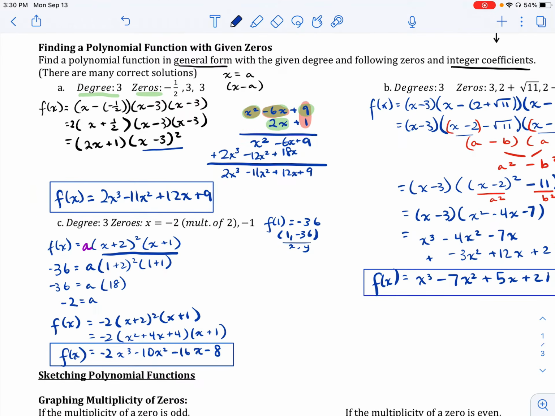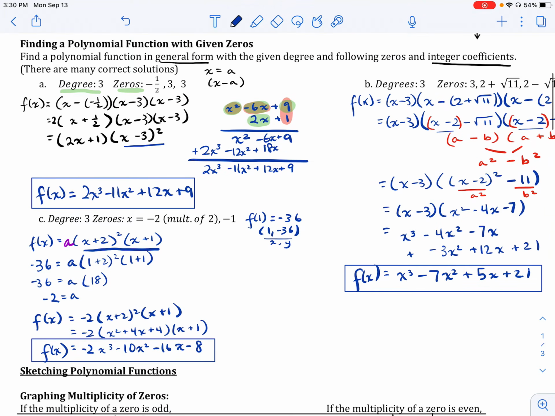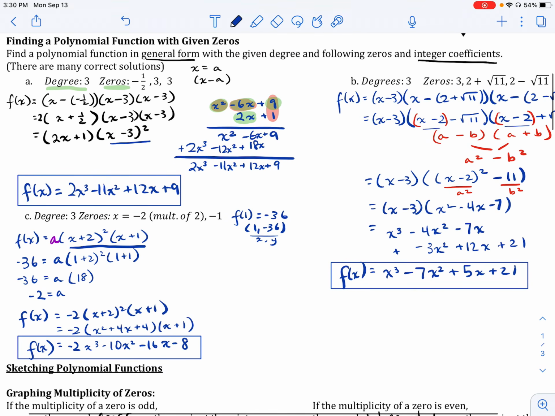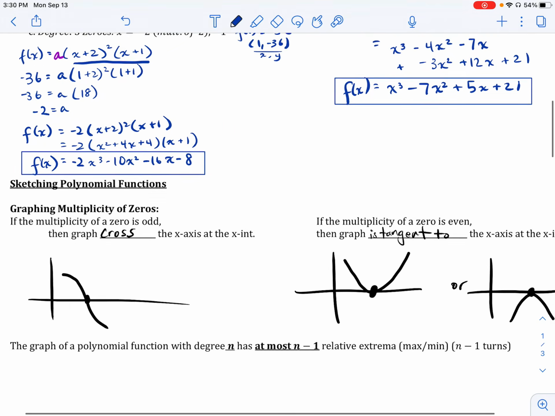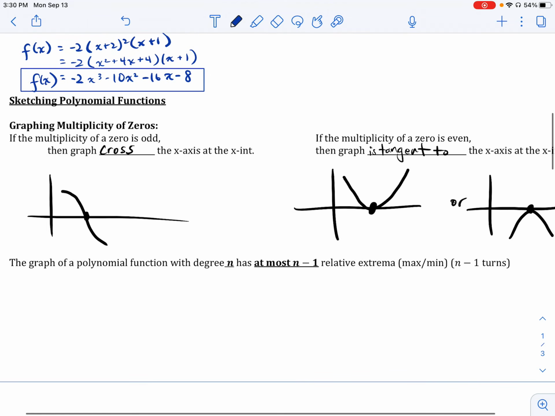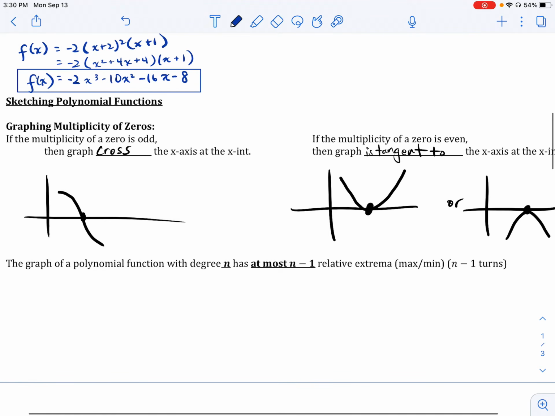So now that we've talked a bit about how to find polynomial functions with these given zeros, now let's look at how we would actually sketch polynomial functions. An important thing to know before we sketch them is the following. We've got to talk about what the multiplicity of a zero does.